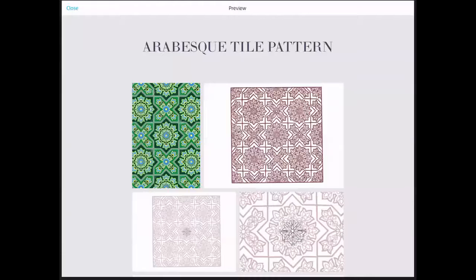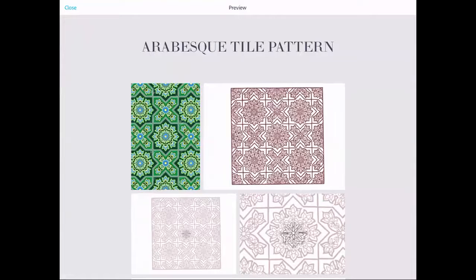So the first pattern that I did was the Arabesque tile pattern, and this originated from the Middle East and was heavily influenced by the Islamic religion. In this pattern, elements of curved lines were seen consistently, and they were usually layered with abstract forms of leaves or vines.